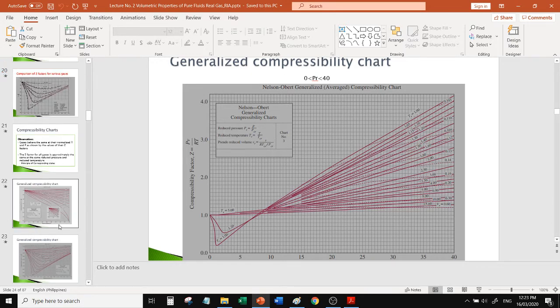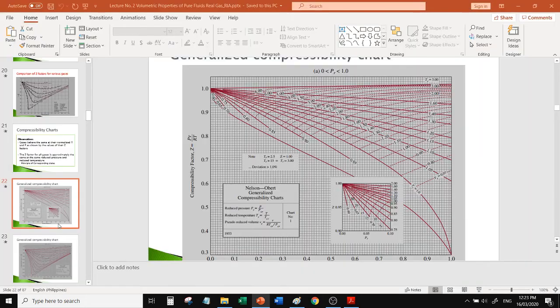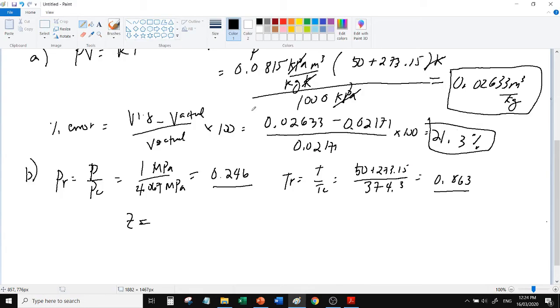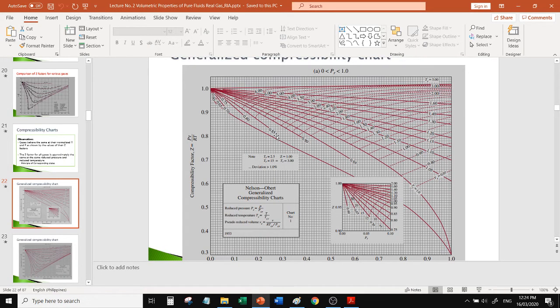So, gamitin natin yung zoom in version. 0.246 na PR. So, banda rito yun, diba? And then, 0.863 na TR. OMG! Nasaan yung 0.8? 0.863. Ito. This is 0.85. So, ito yung 0.86789. So, manghuhula tayo. At saka, 0.246. So, banda nga rito yun. 0.25. So, round off natin, 0.25. At saka, 0.86. So, malapit lang sa 0.85.